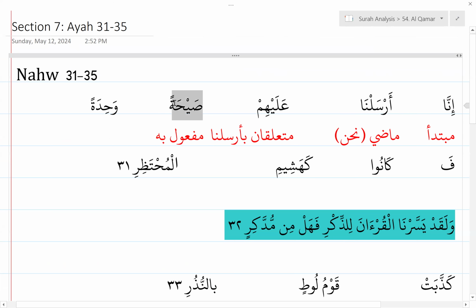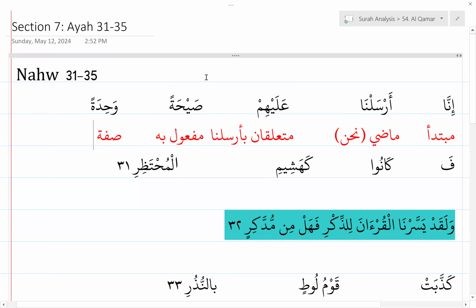صيحة. This ta marbuta is making it مصدر مرة. It's making it a single time. So one single blast, one single eruption, one single massive outcry. But then Allah says wahidatan, single. So we're gonna look at why Allah repeats single, or one time, one time. It's very interesting. So wahidatan will be the sifa or the صفة.